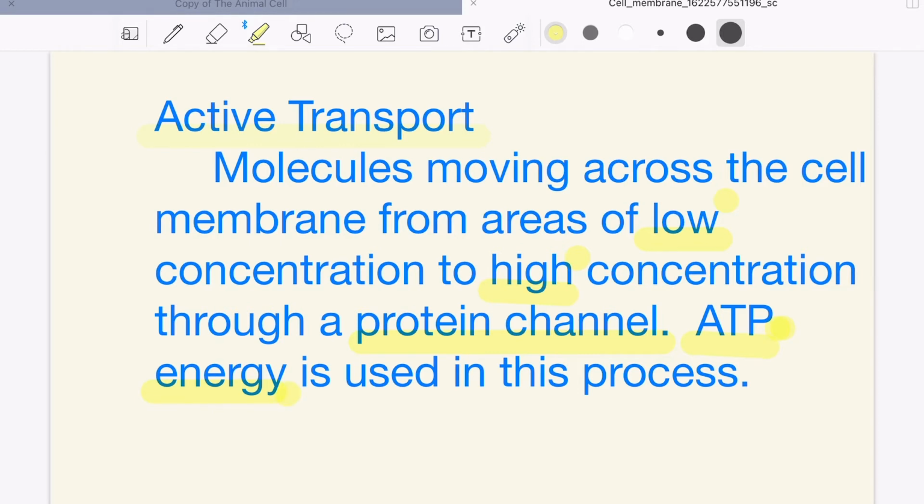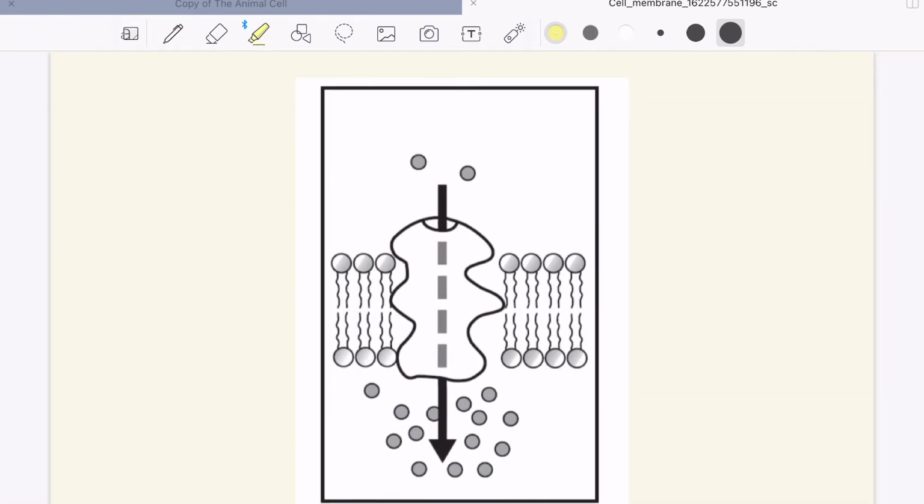You need ATP energy, because we know that this is what's being made in a cell. This is why it's important to watch my videos in sequence, okay? Because you needed to watch video 3 in order to fully understand this video 4. So let's take a look at what this looks like as a picture.